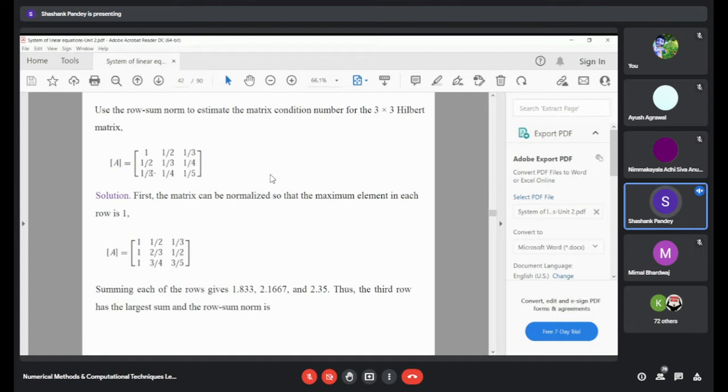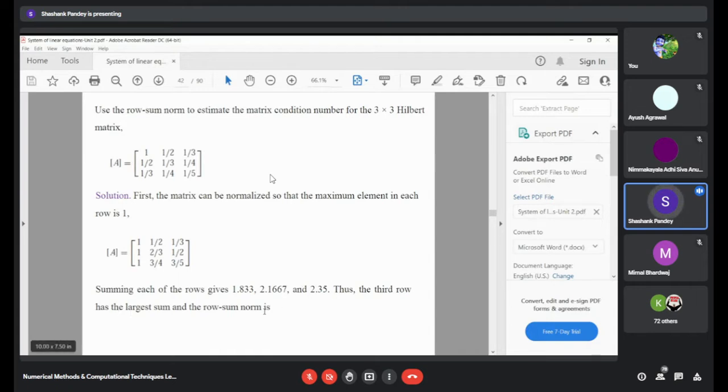So we need to determine the row sum norm of this matrix. Row sum norm needs to be calculated for this. So you observe the first row, second row, and third row of this matrix. If you add all the coefficients of the first row, you will get 1.833. Similarly, if you add all the numbers of the second row, you get 2.1667, and if you add all the coefficients of the third row, you get 2.34.